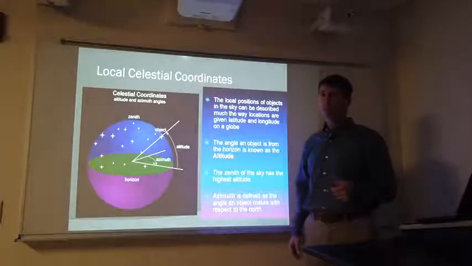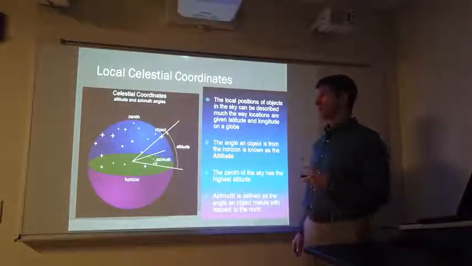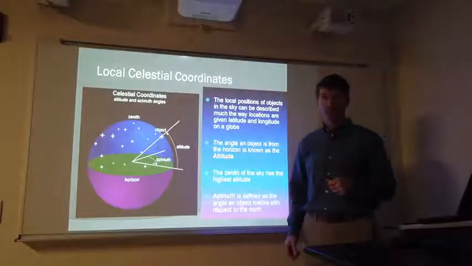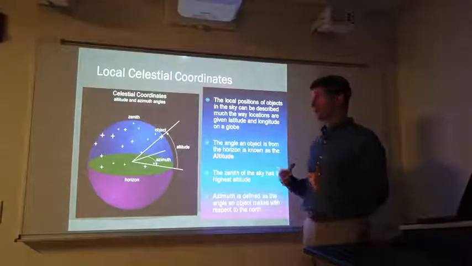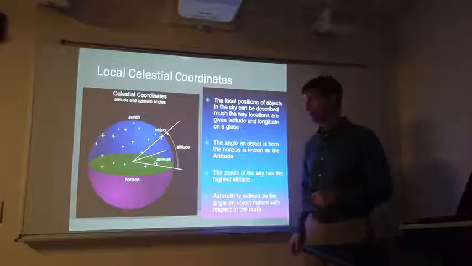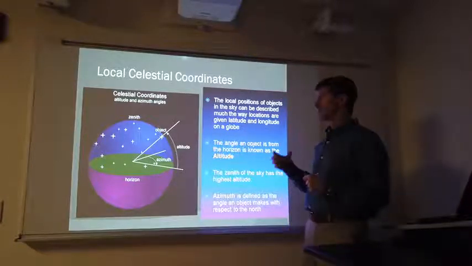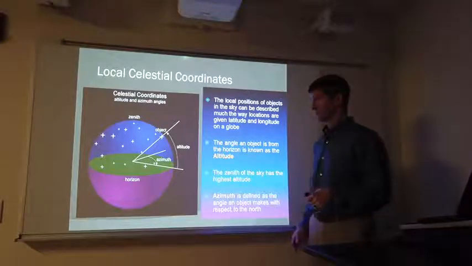Altitude and azimuth are really not good coordinate systems for objects in the nighttime sky because they only tell us where an object would be at a particular time. Okay? These objects are moving. As the Earth actually rotates on its axis, as the Earth moves around the sun, these objects will change their position. The most important motion of the Earth, of course, is the rotation on its axis.